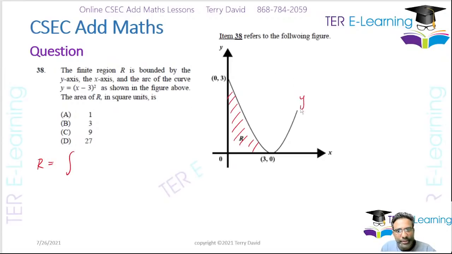Now they give you the equation. It's y is equal to (x minus 3) squared. And we're going to integrate between this x value here, which is 3, and this x value here, which is 0. So my limits are 3 and 0, and this here is going to be (x minus 3) squared dx. So this is what I'm working out. Now there's a rule to integrate this. You can expand it and integrate it if you want, or you can just use the rule.